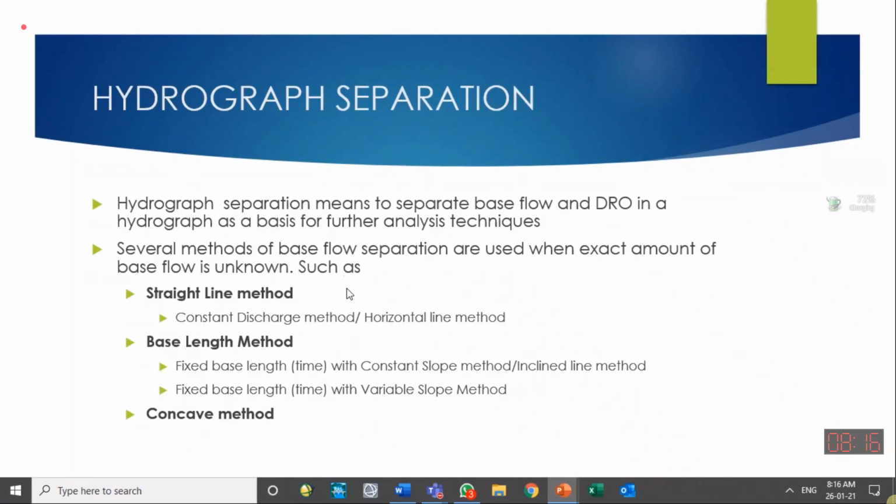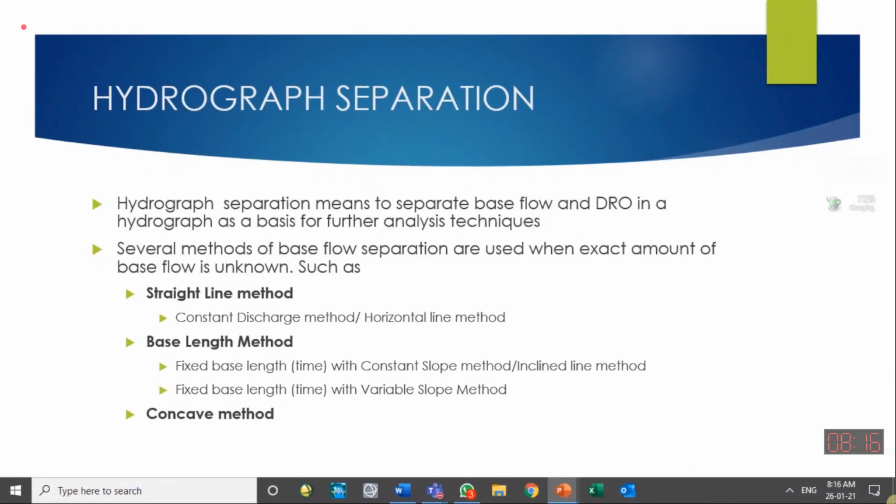So we need to separate the hydrograph for different purposes. One is to know how much is the direct runoff. One is to know how much is the base flow or low flow. Base flow is usually said to be the assured flow in the channel, while direct runoff will be produced when there is some storm or rainfall activity. So we have to separate them.